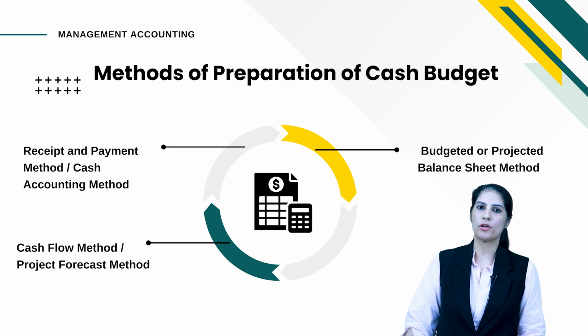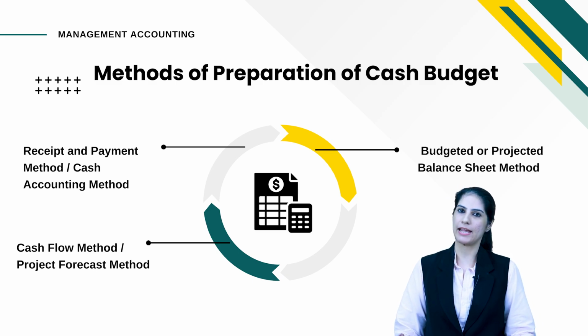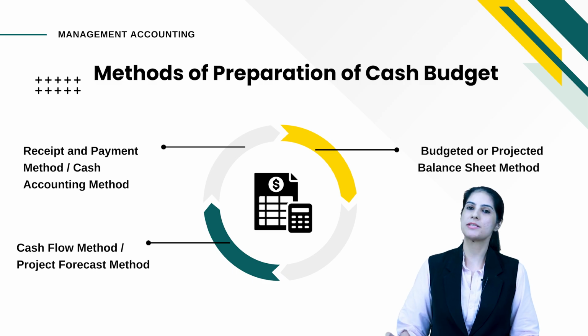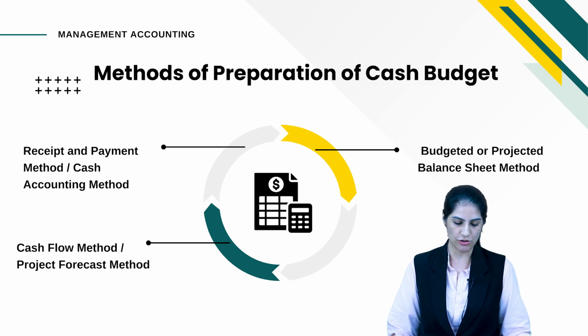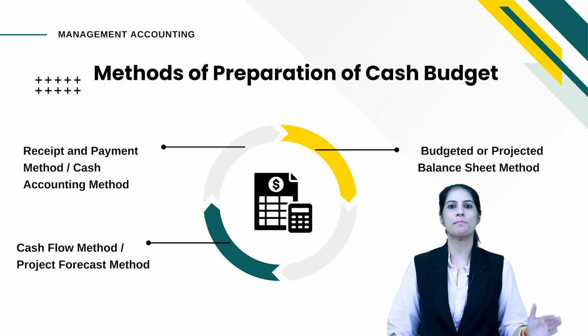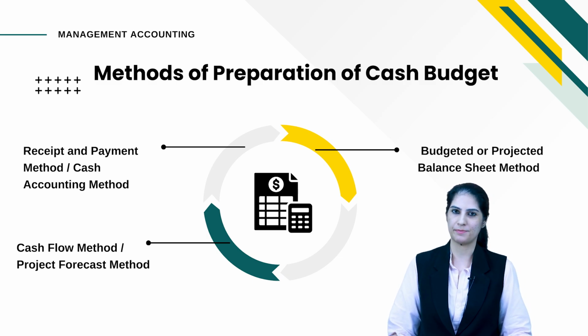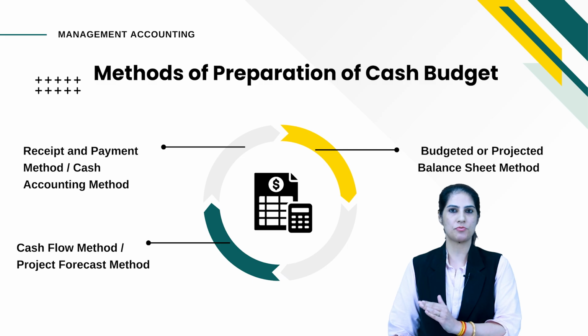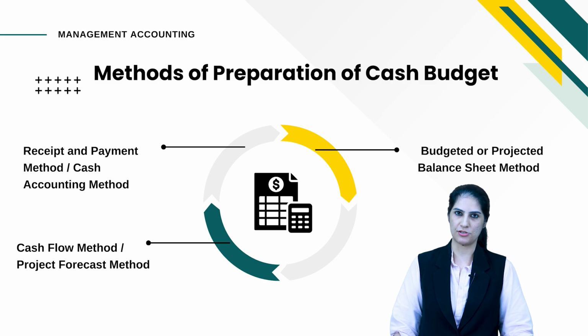Now let us move on to the various methods for the preparation of cash budget. Basically, there are three methods to prepare cash budget. The first one is the receipt and payment method or cash accounting method, which we are going to study in this lecture, the budgeted or the projected balance sheet method, and the cash flow or project forecast method. We are going to understand the receipt and payment method with the help of an illustration. But before that, let us have a look at the format of cash budget.